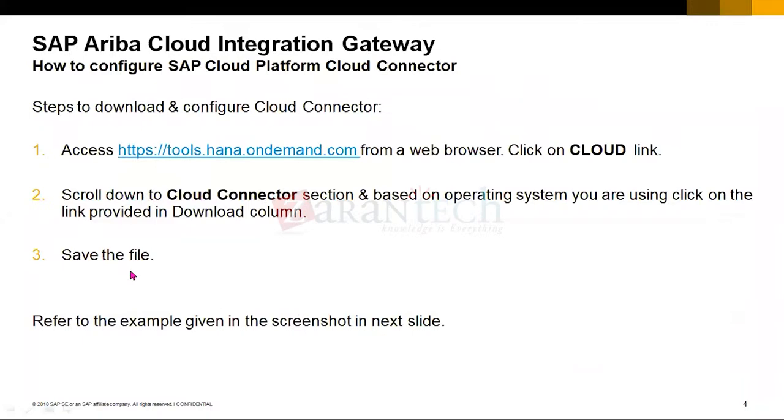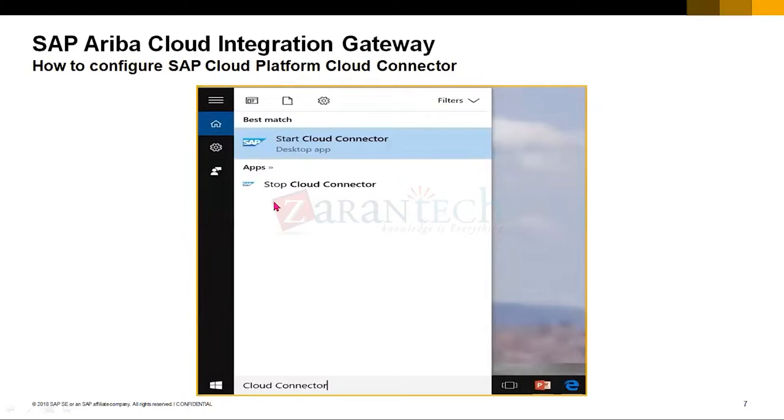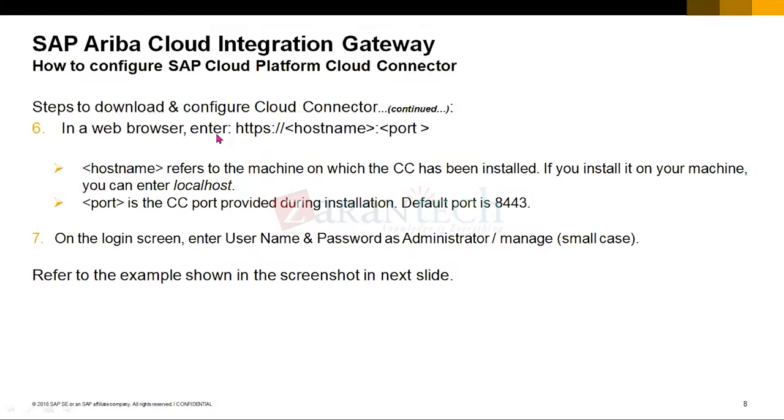It will be a kind of zip file, which will be downloaded. Once the file is saved, start the installation and provide the necessary information in the wizard, such as installation folder location, port, and your JDK path. Once the installation is complete, you will be able to find it in the installed apps in the fifth step. After that, in a web browser, enter HTTPS, hostname, port; that is the URL of the cloud connector that we have to enter.